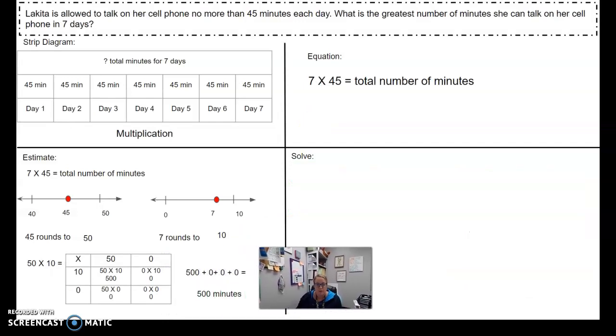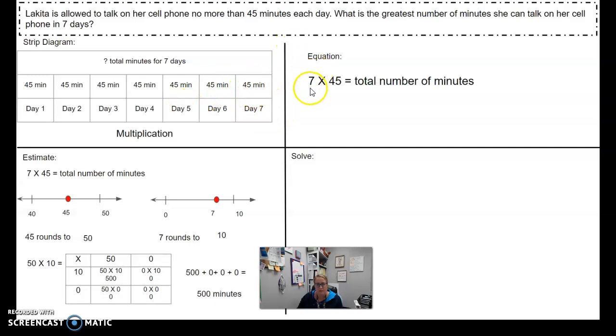Our next problem says that Lakita is allowed to talk on her cell phone no more than 45 minutes each day. What is the greatest number of minutes she can talk on her cell phone in 7 days? Again, on Monday, we created our strip diagram. We know we're looking for the total number of minutes. We know that she is able to talk on her phone for 45 minutes each day, and there are 7 days. So I have 7 groups of 45.